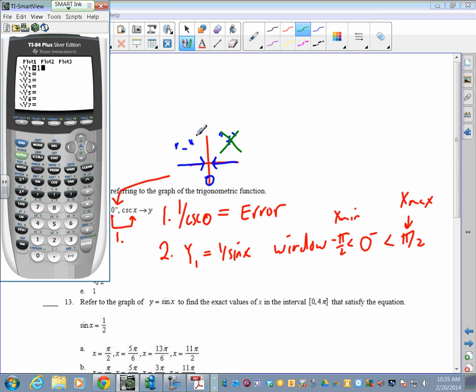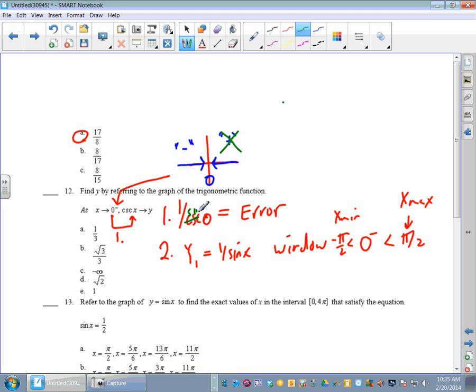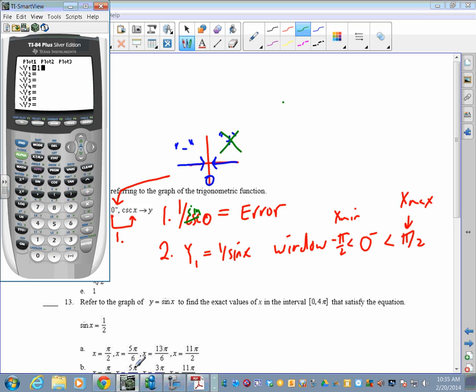Oops, this is wrong. It should be sine. 1 over sine of 0. 1 divided by sine of x. The window is determined by the problem. Negative pi over 2. Pi over 2. I just put negative 3 and 3. It doesn't matter what you put in. What mode? Radians. Y equals 1 over sine of x. Graph it.